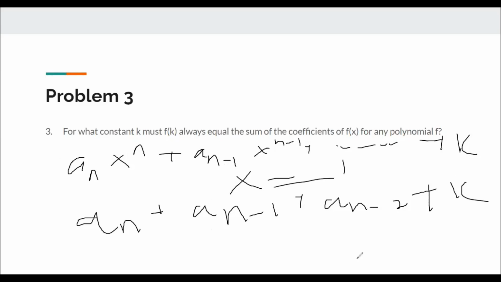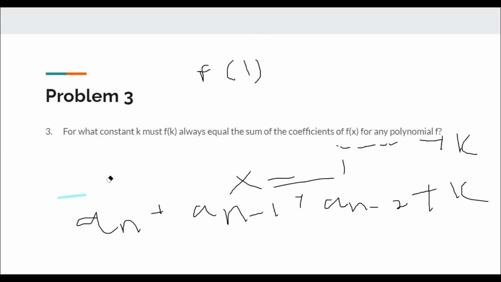So if a question gives you a polynomial, like some really weird polynomial, and they say, what is the sum of all the coefficients of f of x? Just plug 1 into the equation. It's that easy. You just put f of 1, and that's the sum of your coefficients. It's pretty straightforward. And I've seen this type of problem pop up a lot on math competitions.